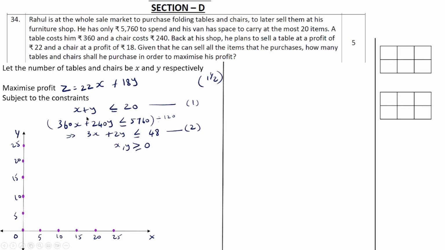Now we have the first inequation. Let us draw the line corresponding to x plus y equal to 20. So for the first equation, x plus y equal to 20, when x is 0, y is 20, and when y is 0, x is 20. So this is the point 0, 20, and this is the point 20, 0. Now let us draw a line joining these 2 points. So this is the line corresponding to x plus y equal to 20.